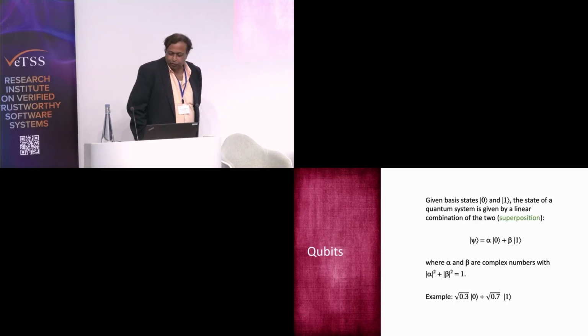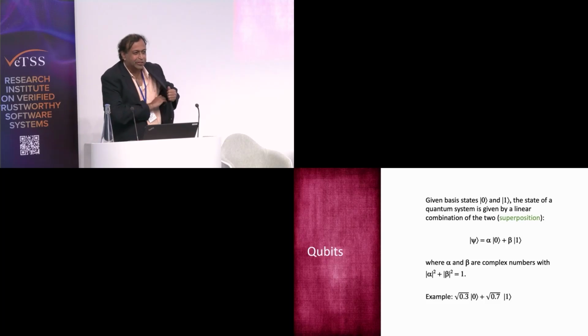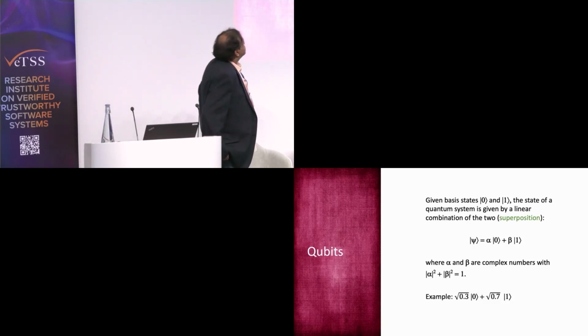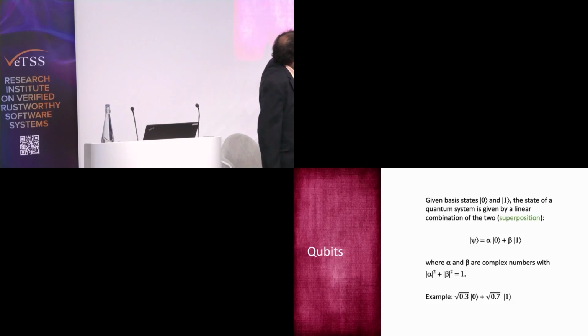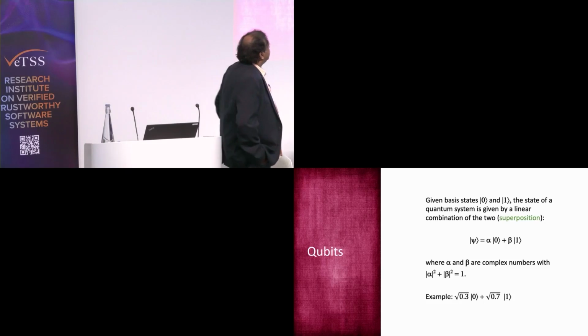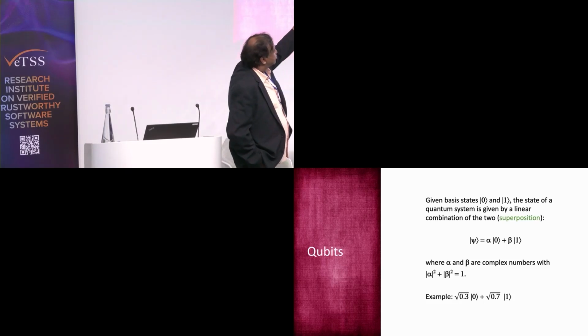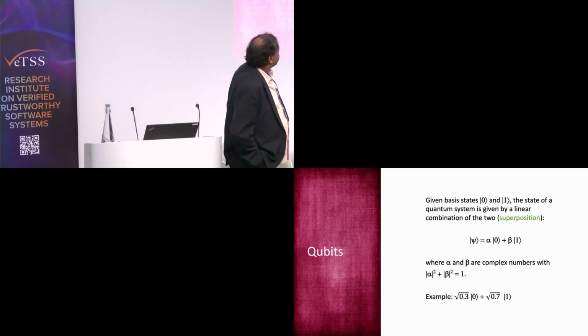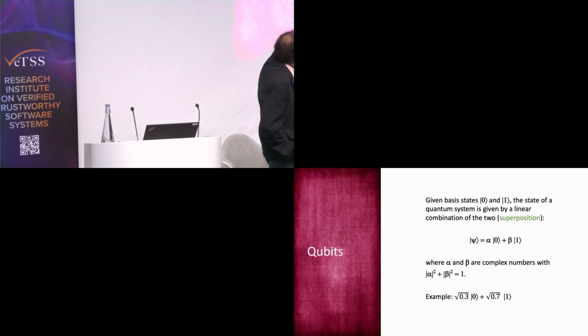So I'll give you a very quick introduction to quantum computing. Would that be useful? Yes? Okay. So what are quantum bits? If you're given some basis states like 0 and 1, the state of a quantum system is in general given by a linear combination of the two. This is called a superposition, okay? Alpha and beta are complex numbers, with modulus alpha squared plus modulus beta squared equal to 1, okay?